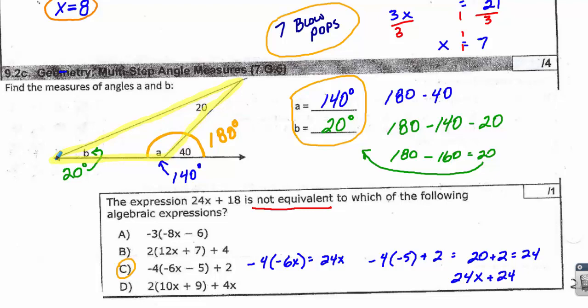And now we're back to the problem on the very bottom. C is the answer that's correct. The question is which one is not equivalent. So if you picked A, B, or D, you picked an equivalent. C is not equivalent. It is 24x, negative 4 times negative 6x. But it's not 18, it is 24.